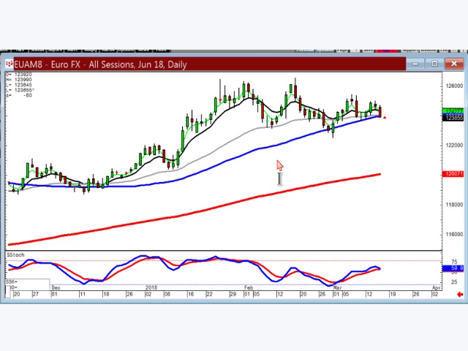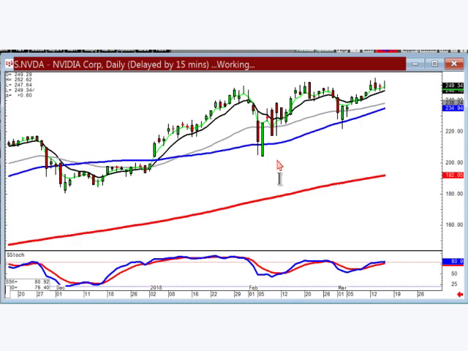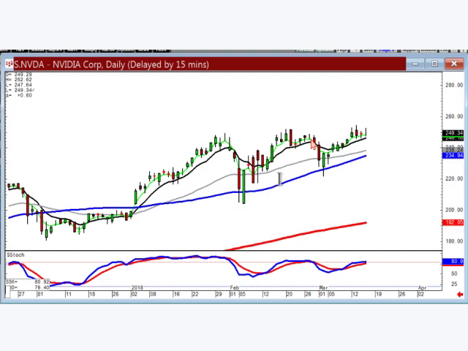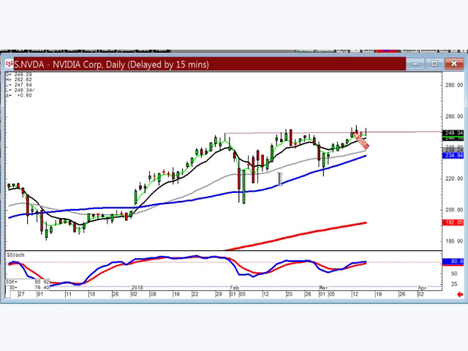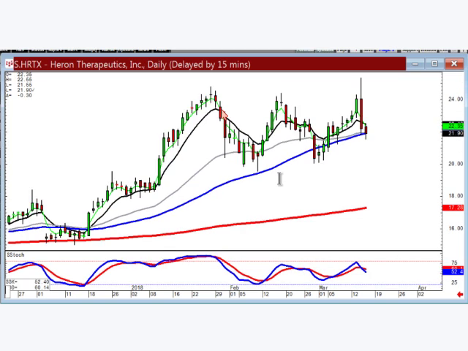NVIDIA, slow. So where is the breakout? You can pretty much draw a trend right through the tops. That's where you're watching to see if they can break out to the upside. Okay, on HRTX, I feel a lot more comfortable if they open this lower.